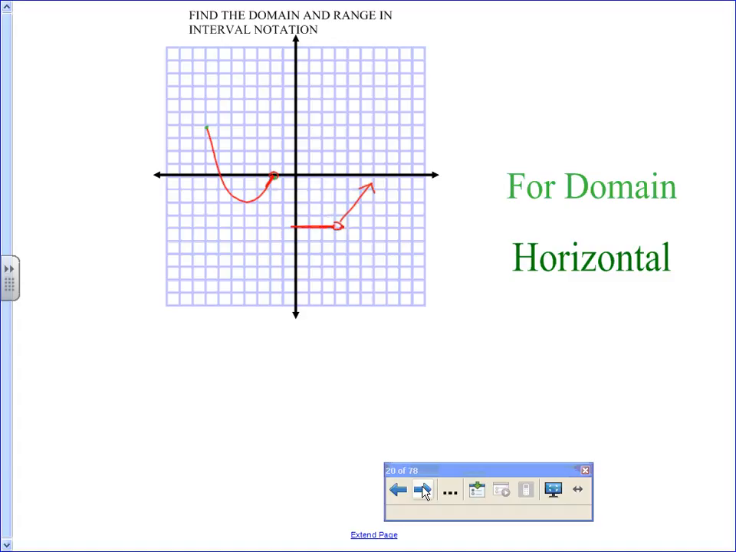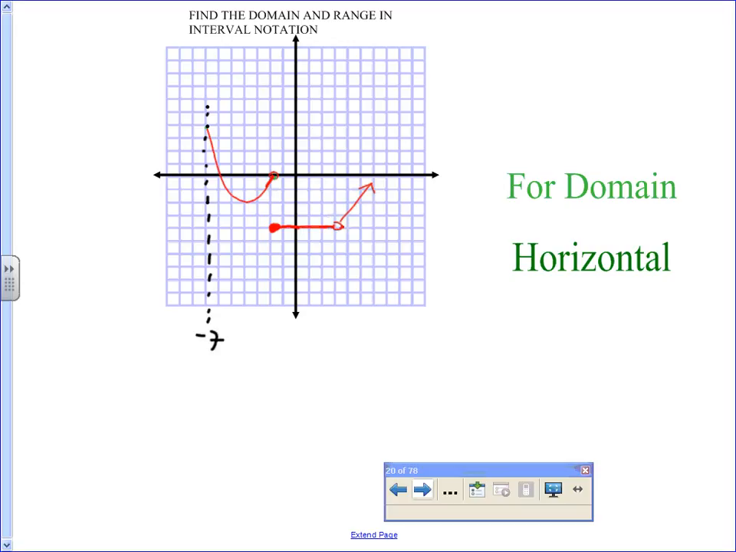This should be extended to right here. So let's do this, okay? So remember, domain is horizontal, so the furthest left I go is going to be here, and I can count that. This is what I mean. So 1, 2, 3, 6, 7, that's at -7.